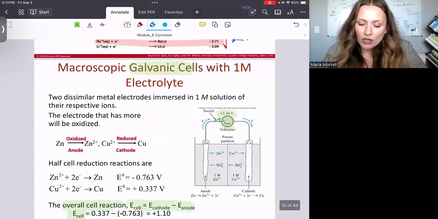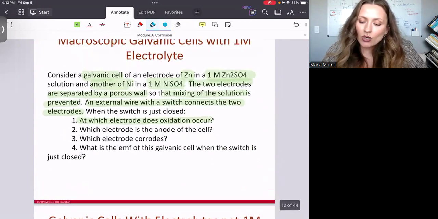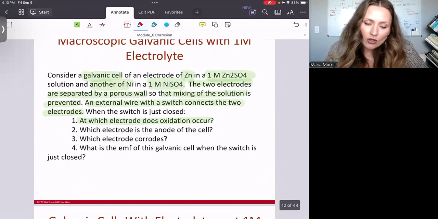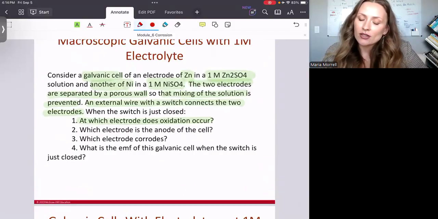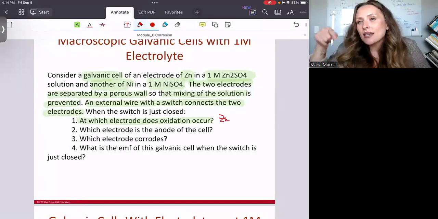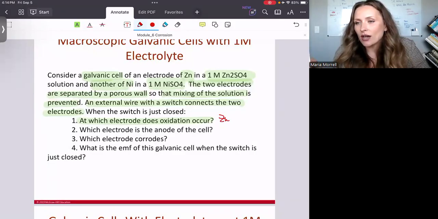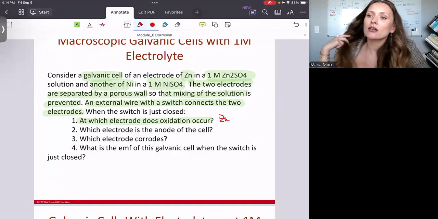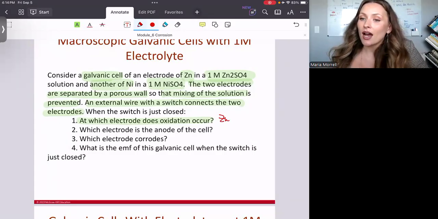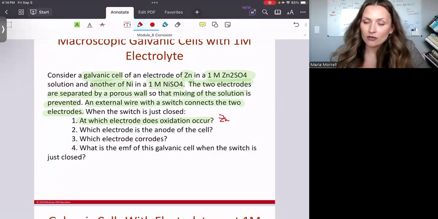Now, going back to the question, at which electrode does oxidation occur? Pause the video, answer the question, then compare your answer to mine. The answer would be zinc, right? Why? Well, because zinc is more anodic, right? Even though both have a negative potential compared to the hydrogen reduction reaction, I just know that zinc is more negative. It's negative 0.76 versus negative 0.26 with nickel, right?